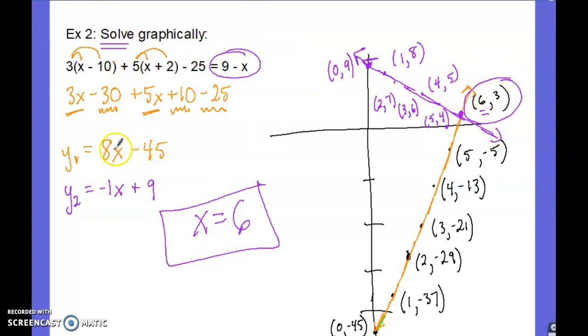Well, if I plug in 6 in here, well, 8 times 6 is 48 minus 45. Let me do that. So I think it's important that you realize that you can check your work. Check mark for you. 8 times 6 minus 45 is equal to 3. And then same thing with -1 times 6 plus 9, you will get 3. So this is where the y-coordinate comes into play, is when you plug in the x-coordinate, what do you get?